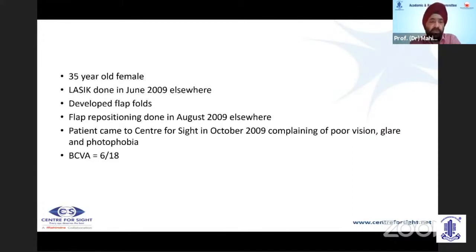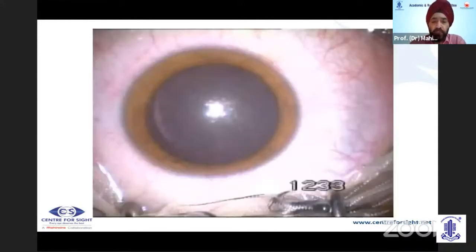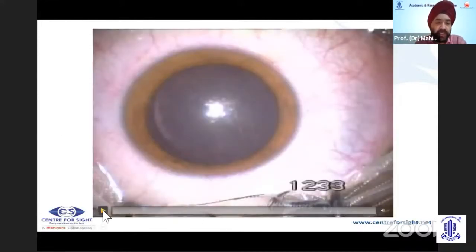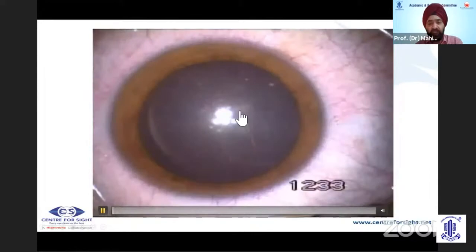Now, this is a case of a 35-year-old female, which I have shown earlier also. LASIK was done in June 2019, and she developed flap folds. The patient went back, it was relifted and just put back, and the patient was not doing very well. So you can see in this particular case, I am showing you retroillumination, and you can see the huge amount of STRIAE which is there.